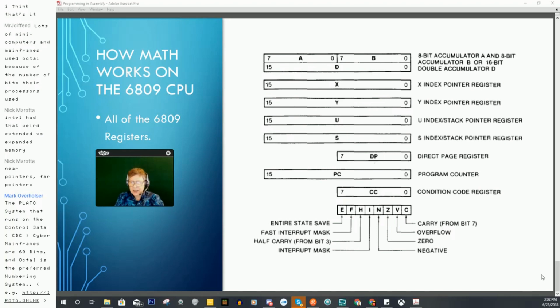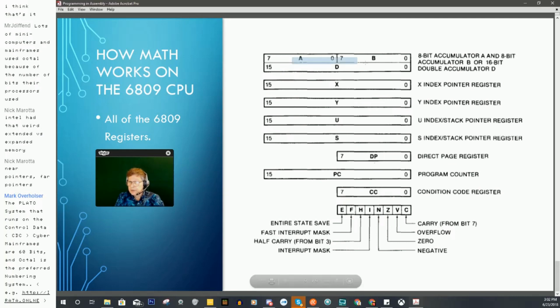Now, on this slide here, and I know it's a little difficult to see, is how the registers are put together. Let's take a look at the very top. We have the A register and the B register. Now, the D register kind of looks like it's a different register. It is not. It's the A and B combined together into a 16-bit register. You can see that the 0 on the right side represents the lowest bit, and over on the left-hand side, that's the highest bit.